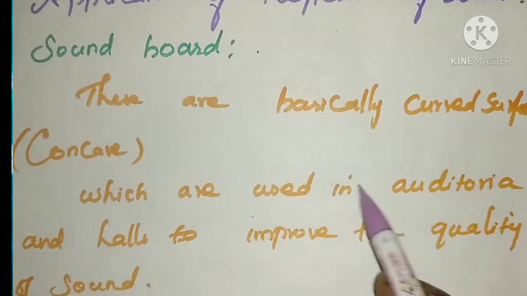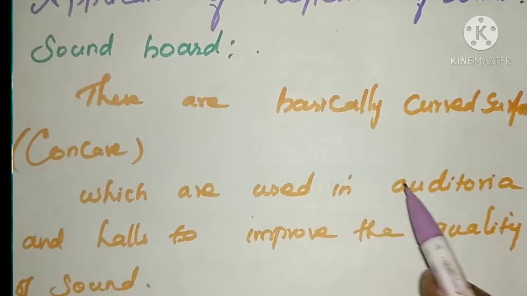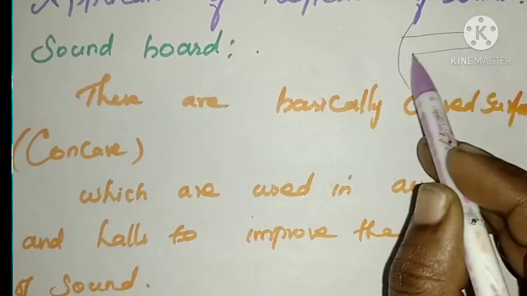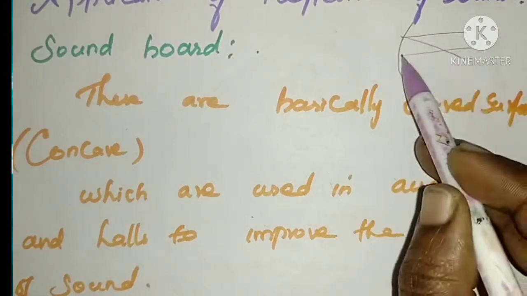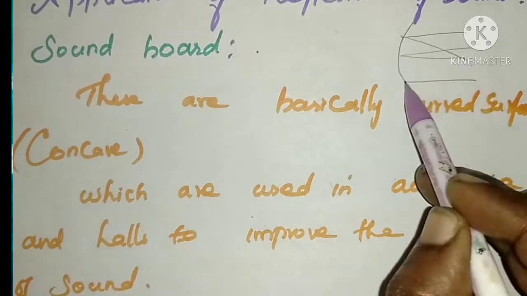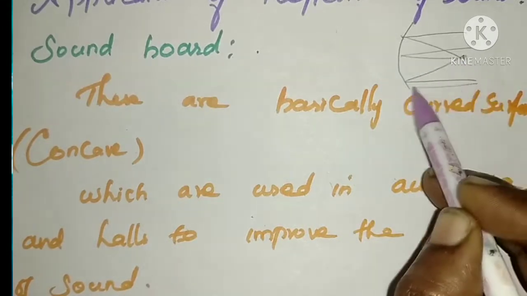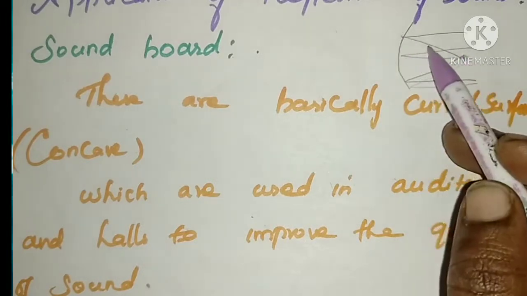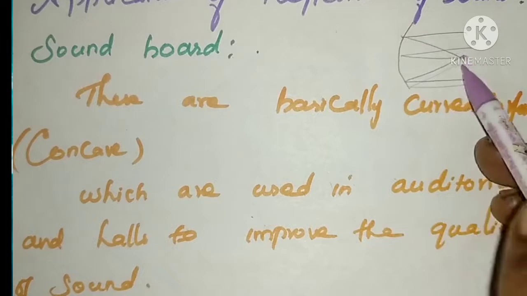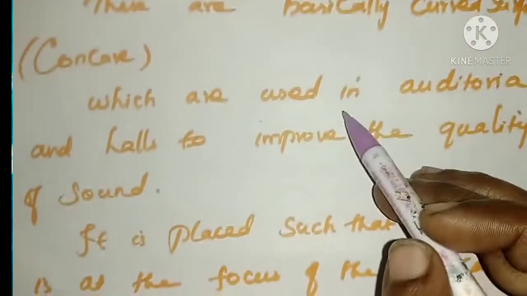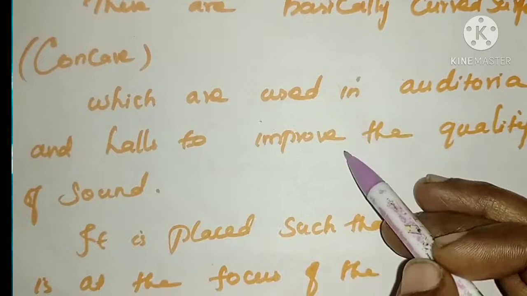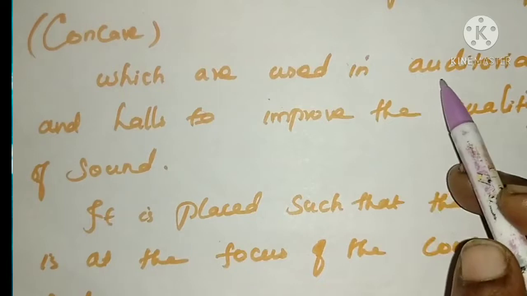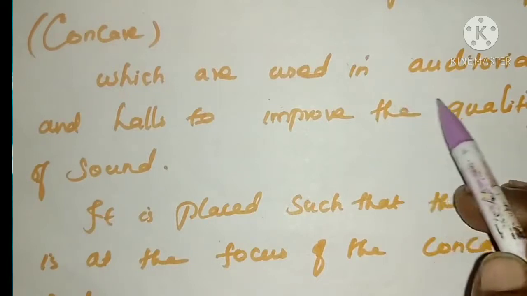Yes, it will converge at one particular point. All the sound from the concave surface will be converged at one particular point. So usually with concave surfaces, the intensity of the sound will be maximum. So they are used in auditoriums and halls to improve the quality of the sound. Mostly in big auditoriums and halls, they use these to improve the quality of the sound.